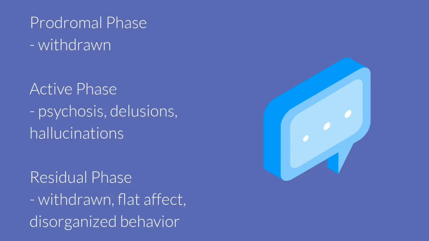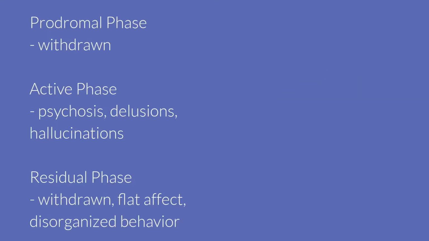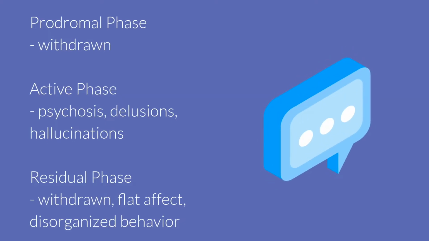Here, individuals may have a flat affect, meaning a decreased emotional responsiveness, and may also withdraw from society and exhibit disorganized behavior and thoughts. And individuals with schizophrenia may cycle through these phases and have different periods and different lengths for each phase.